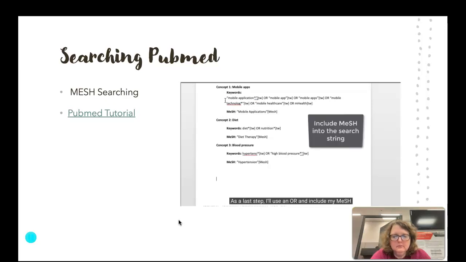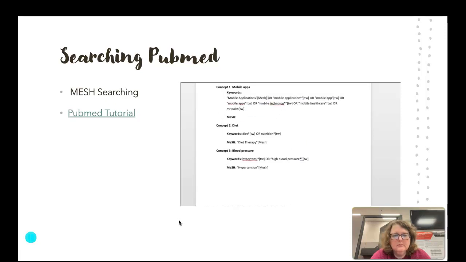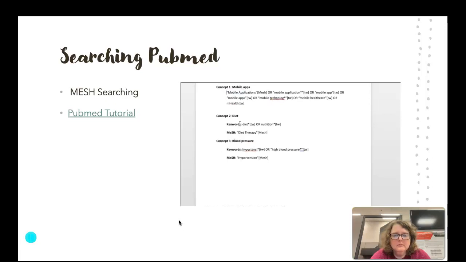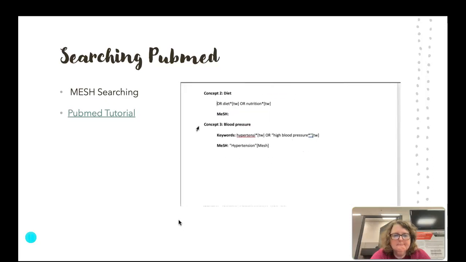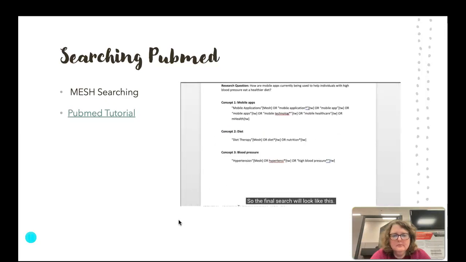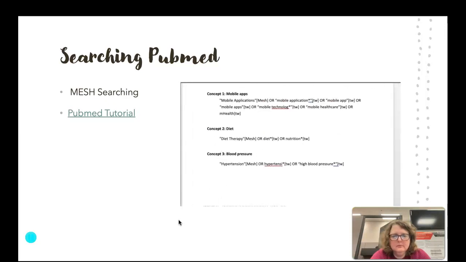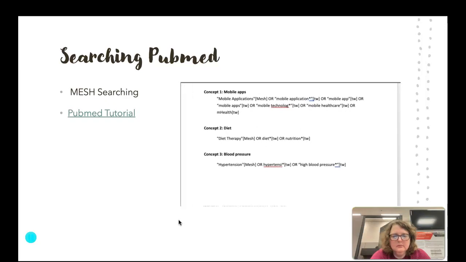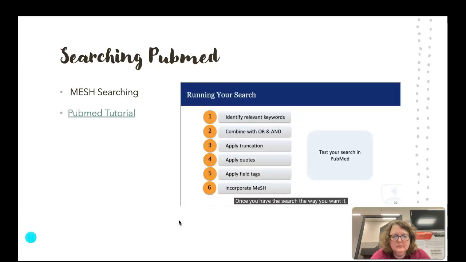As a last step, I'll use an OR and include my MeSH into the searches. So the final search will look like this. Once you have the search the way you want it, you can go into PubMed and start to run your search.